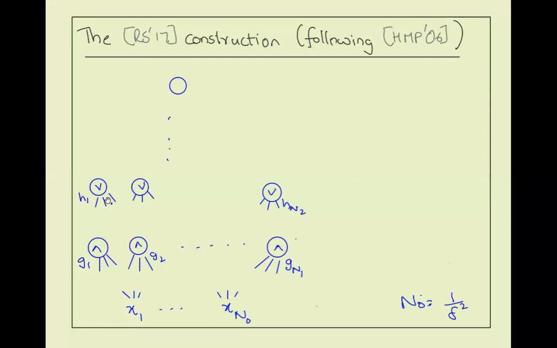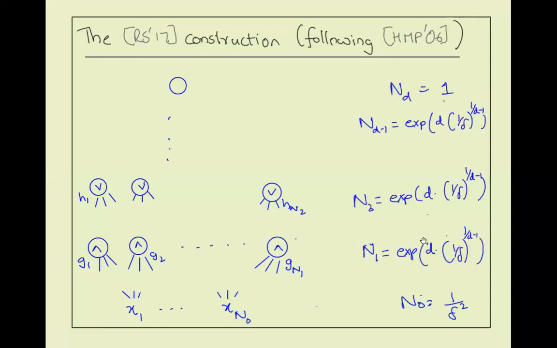Now in order to tell you what the circuit is exactly, I need to tell you how many AND and OR gates there are at every layer. It turns out that the number of gates in every layer except the first and the last is essentially the size of the circuit. So it's roughly this exponential quantity that we've been talking about. And finally, how are these gates connected to each other?